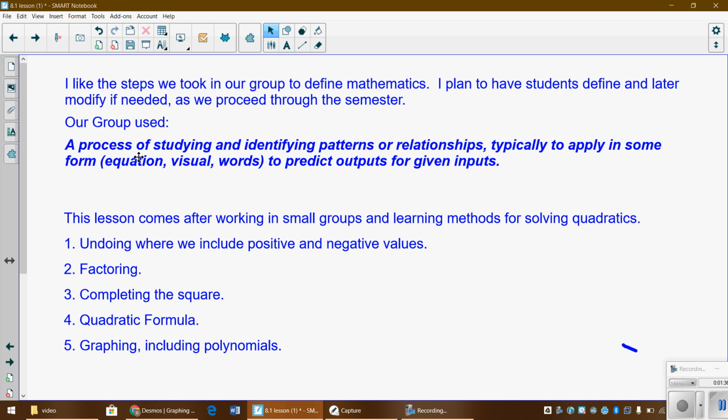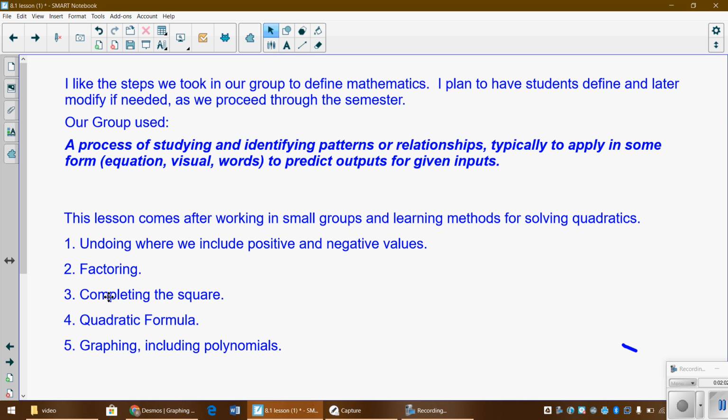For our group, we used a process of studying and identifying patterns or relationships, typically to apply in some form, like an equation, visually, words, to predict outputs for given inputs. This lesson comes after working in small groups and learning methods. So the work that we're going to be doing is after they've learned undoing squaring. You have to consider the positive and negative values.